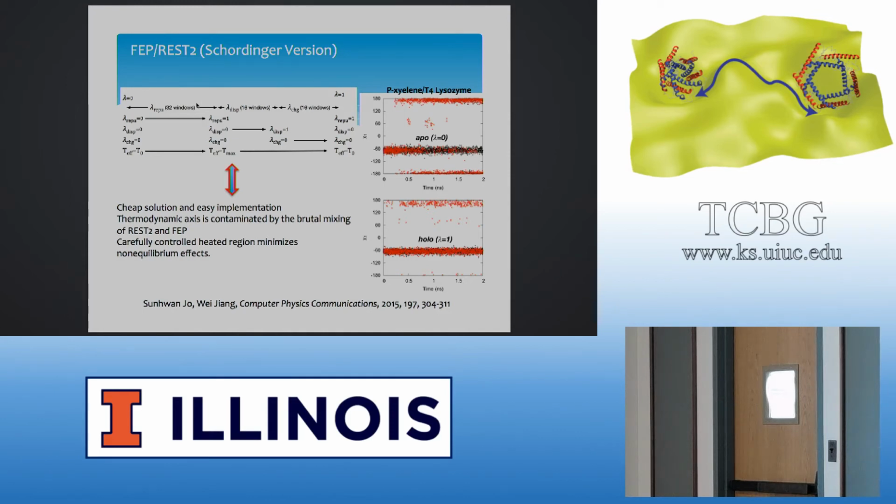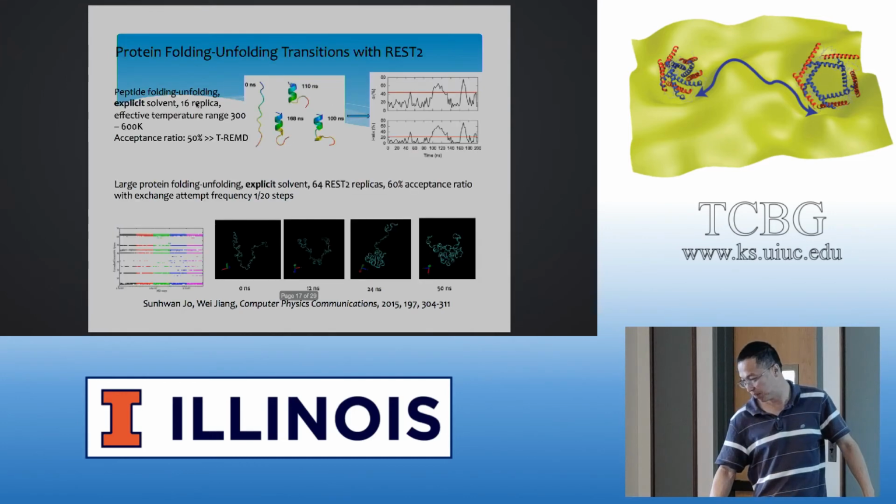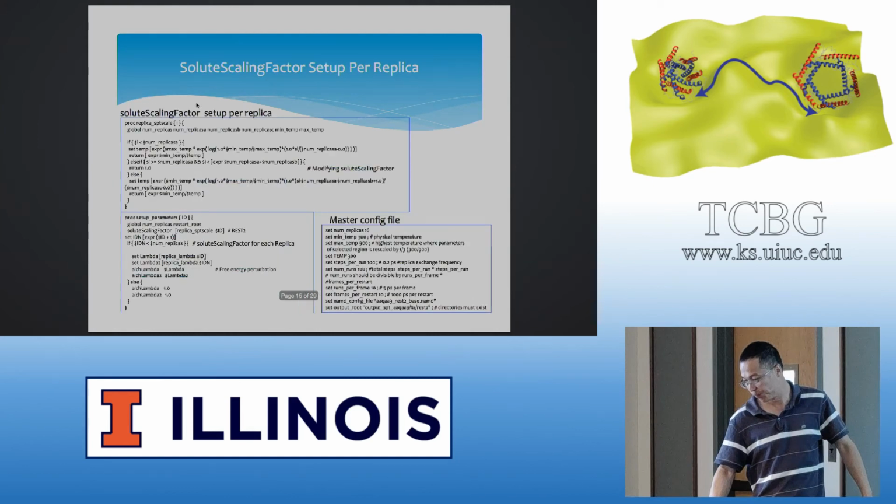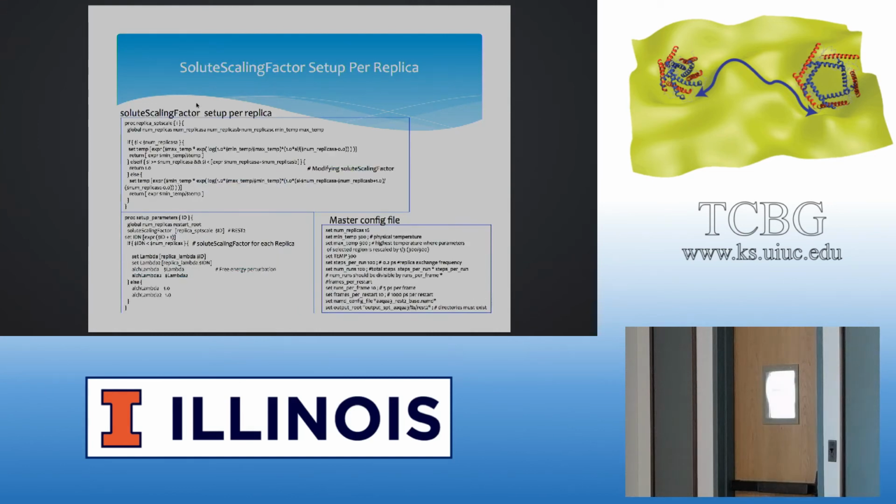So this method is pretty cheap. This is a very cheap solution and a very easy implementation. In the NAMD REST2, like this case, this is REST2 scaling, right? This is FEP scaling. This is the key. The core part of NAMD is FEP REST2 scaling. You can just combine the REST2 scaling factor and lambda together. So each FEP window has two parameters.